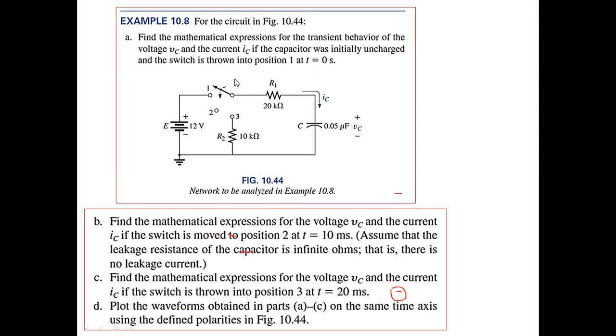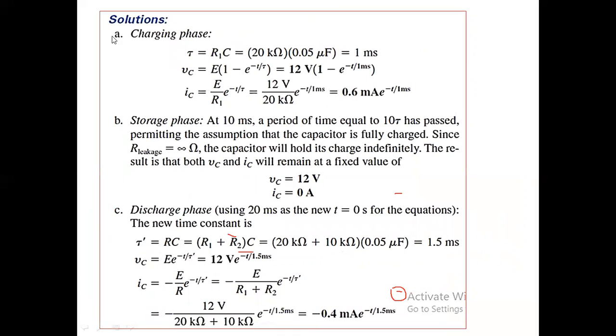Part A is the same as we have discussed earlier, the charging phase. The new thing is position number 2. When it is moved to position number 2, it is neither connected to the source nor connected to the drop, so there will be no charging and no discharging. It means it is a storage phase, and it keeps the charge which was stored in position number 1 until it is moved to position number 3.